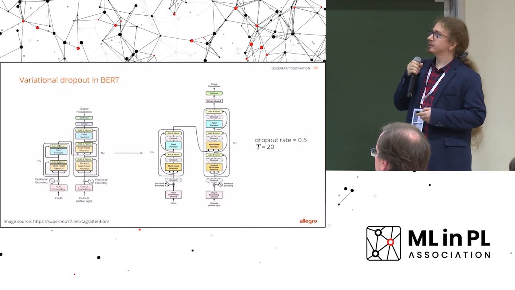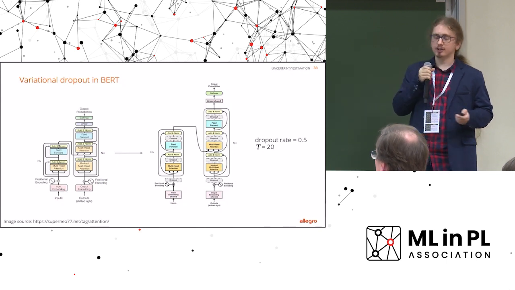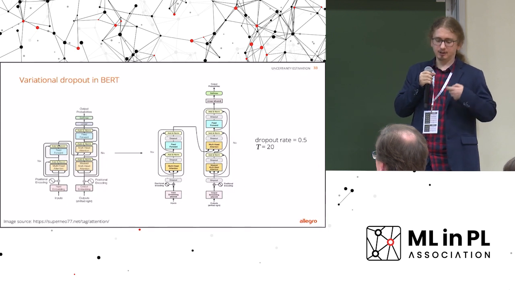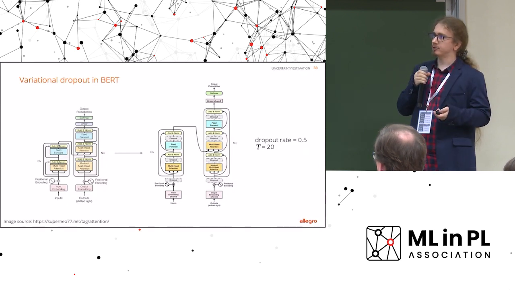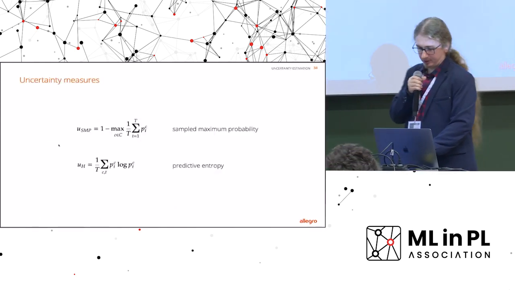In our experiments, we used a dropout rate equal to 0.5, as we found that this gave us the best result. We also set the number of variational dropout calls to 20 because we found that this gives the best trade-off between the time for inference and the results. So speaking of results, let's look at them.